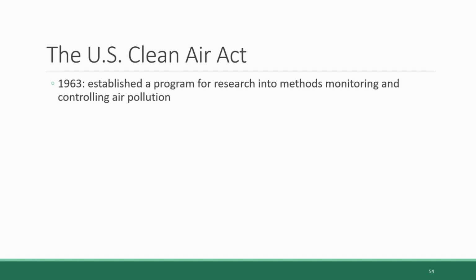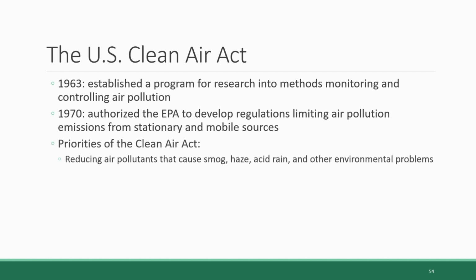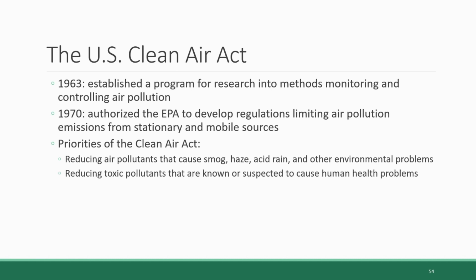In 1970, the Act was amended in a way that made it much stronger. So the 1970 version of the Act authorized the Environmental Protection Agency to develop actual regulations that would limit the amount of pollution being emitted from both stationary and mobile sources. The priorities of the Clean Air Act have been to reduce air pollutants that cause smog, haze, acid rain, and other environmental problems, to reduce toxic pollutants, which remember are ones that are known or suspected to cause human health problems, and of course, phasing out the use of ozone depleting chemicals.